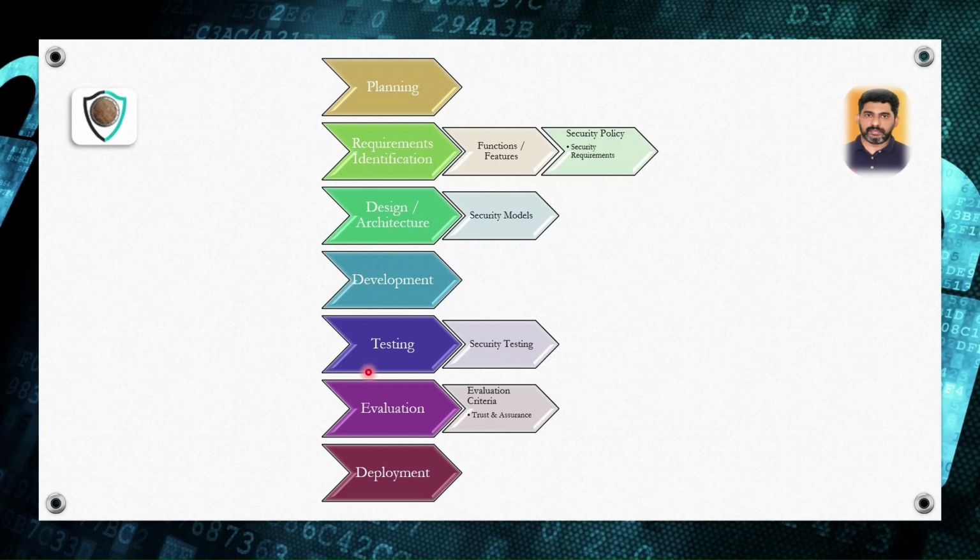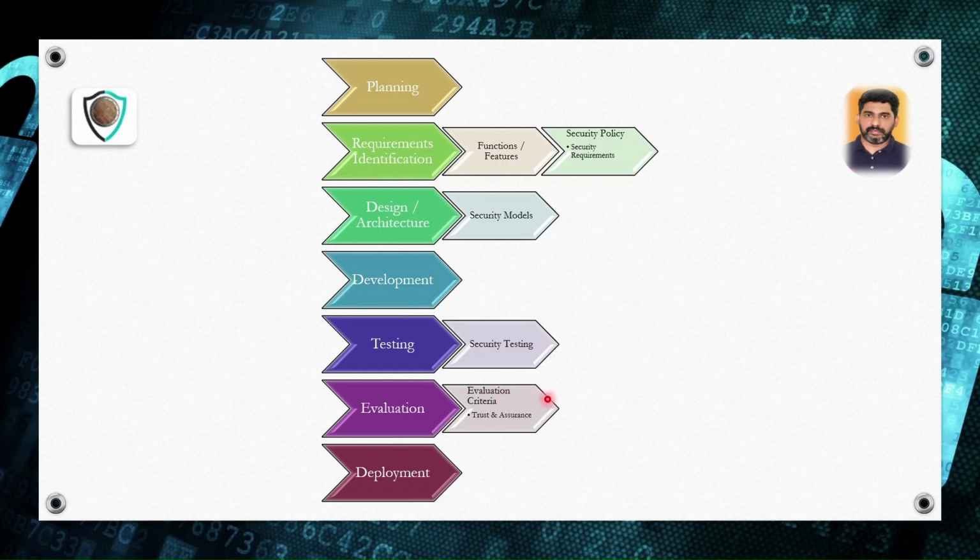Once the product is ready, the product will be tested. There will be functional testing and there will be security testing. After that, we have the evaluation phase, where we will evaluate the trust and assurance of the product. Trust means we have identified certain security requirements or security goals in the requirements identification phase. We will check whether those requirements have been implemented into the developed product according to our expectations. That is evaluation of trust.